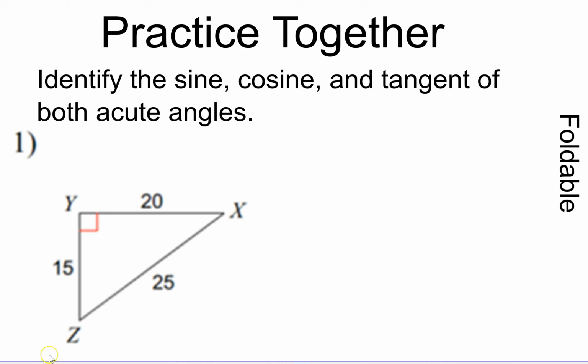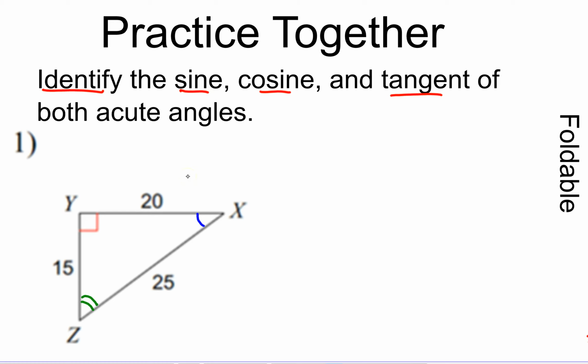So basically you're going to open up your foldable. We're going to look at number 1 together. So let's read the directions. Directions say, identify the sine, cosine, and tangent of both acute angles. So if we're looking at this triangle here, the first thing we need to do is identify our acute angles. The acute angles I see are angle X and angle Z. So we need to identify sine, cosine, and tangent of both of these angles.